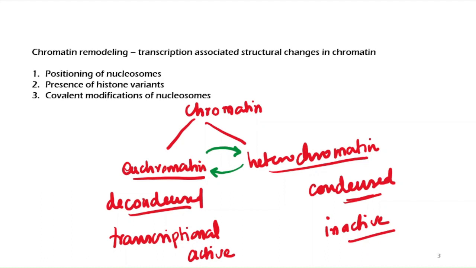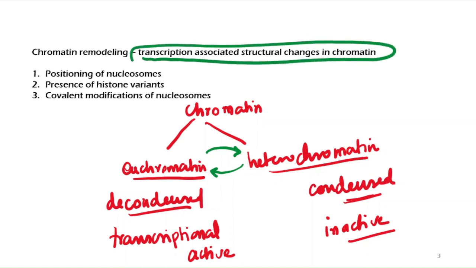There are transcription-associated structural changes that happen in the chromatin. That is what chromatin remodeling is. In simpler terms, it is the conversion of euchromatin to heterochromatin and vice versa. And what are the factors? Three main factors help in chromatin remodeling. One is the position of the nucleosome.